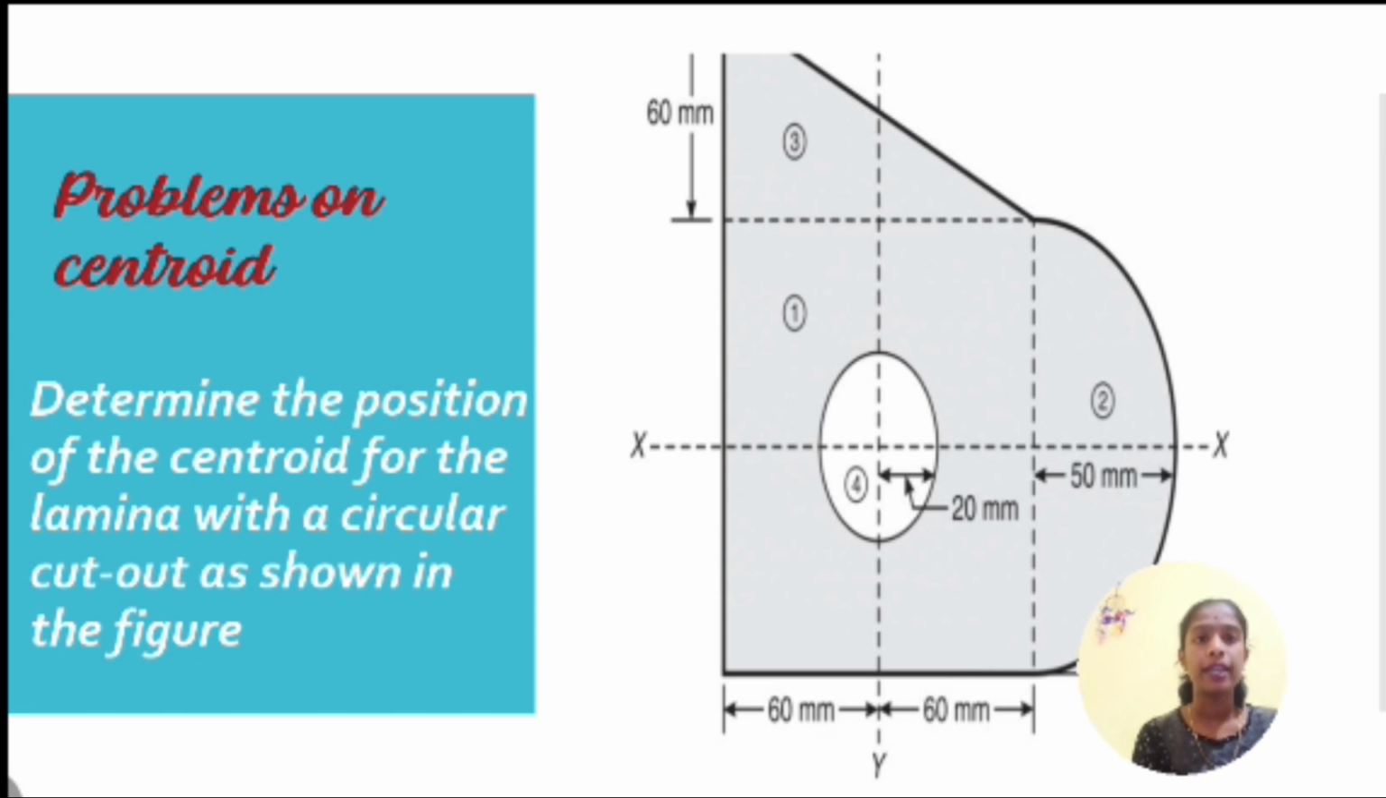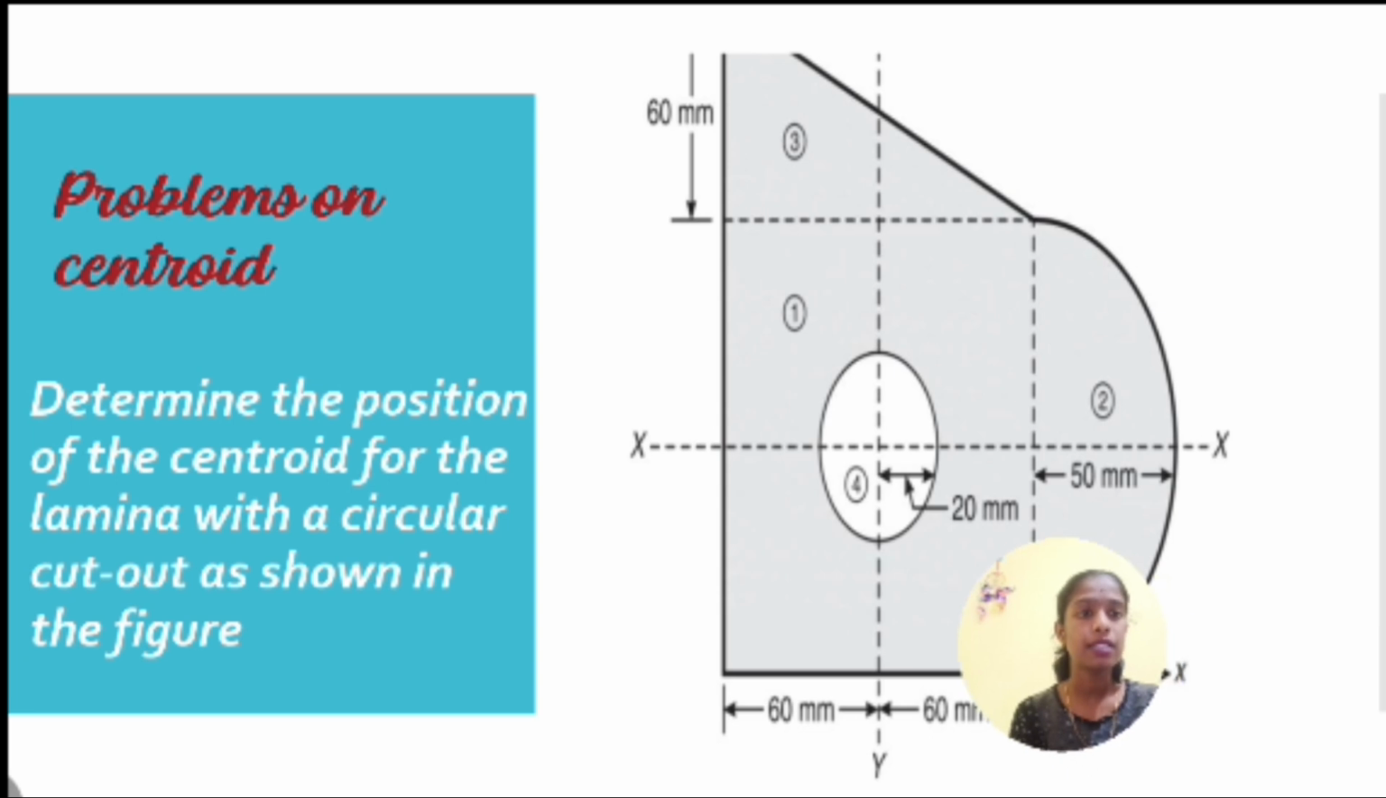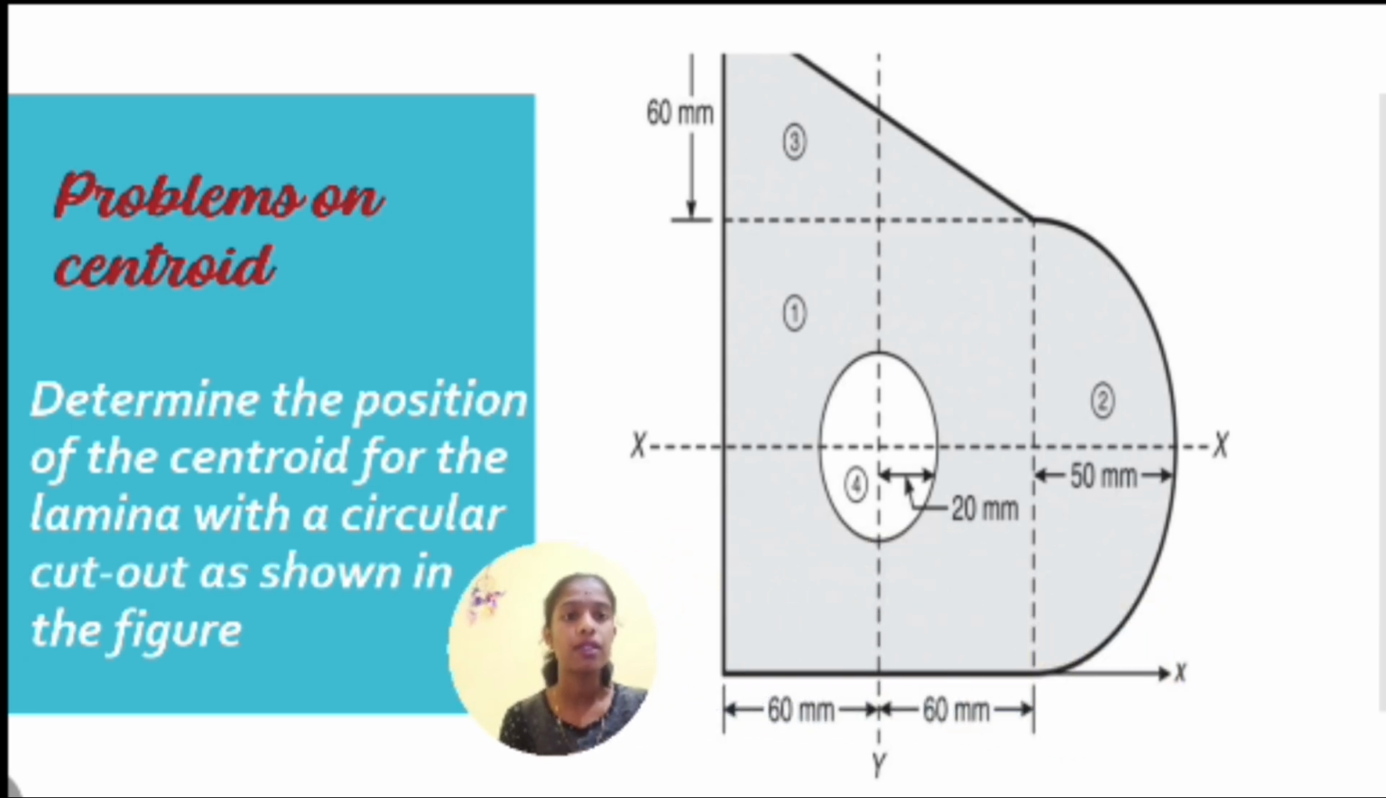Problem 1, centroid. Determine the position of the centroid for the lamina with a circular cutout as shown in the figure. So our task is to find the exact location of the centroid of this modified figure. At first we have to locate the x-axis and the y-axis. As much as possible we have to consider the components. Here there are a maximum of 4 components: one is a rectangle, the second is a semicircle, the third is a triangle, and the fourth is a circle.